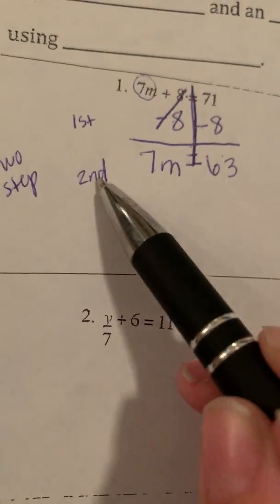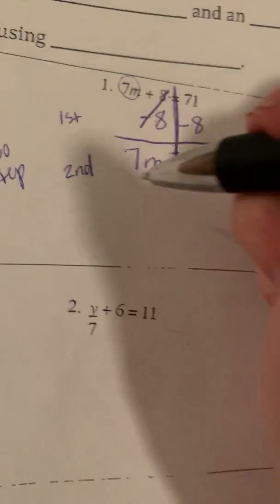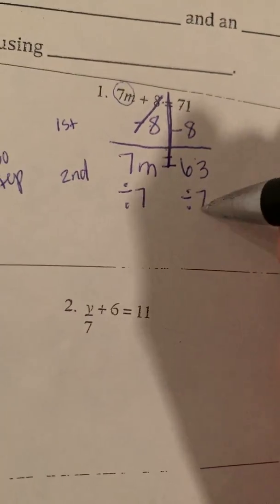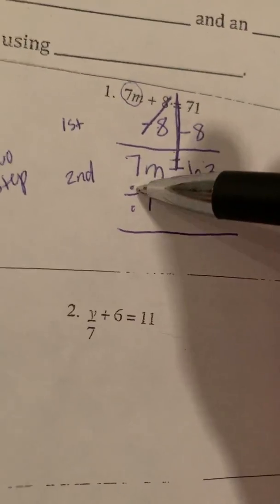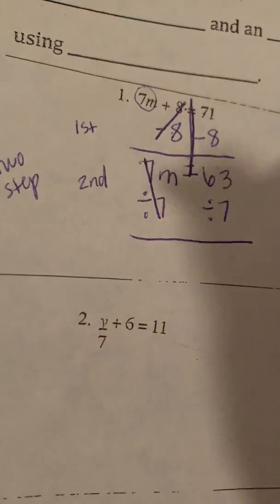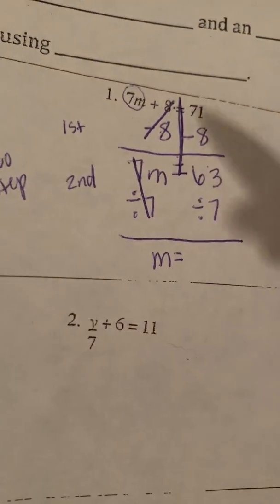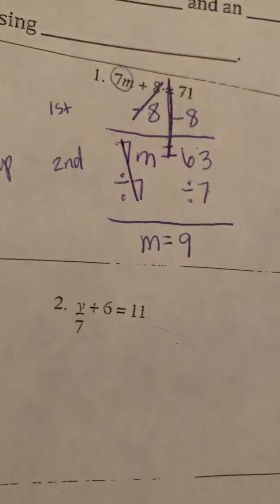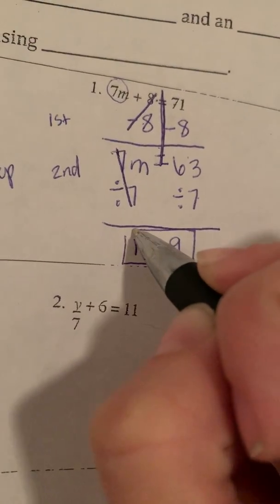So my second step is now to do the opposite of the multiplication. This means to multiply, so the opposite is divide. Seven divided by 7 is 1, those cancel out. Bring down the m, bring down the equal sign. 63 divided by 7 is 9. Final answer.